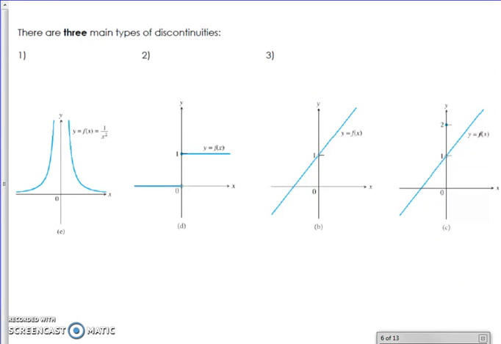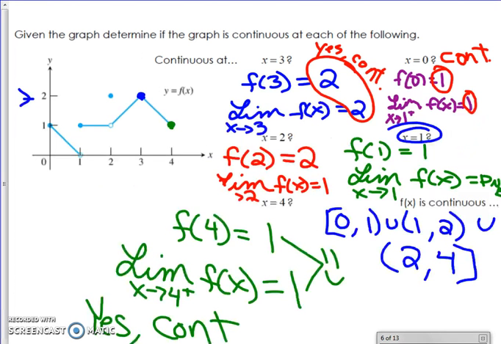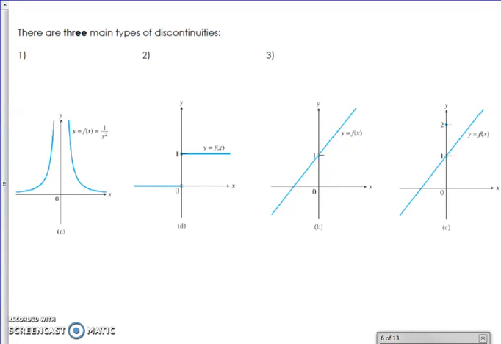Sorry, I was getting a little bit ahead of myself there. So on the last slide, we did say that there was a couple places where this was discontinuous. So we said at 1 it was discontinuous, and also at 2 there was a discontinuity. So now we're just looking at the different types of discontinuity.